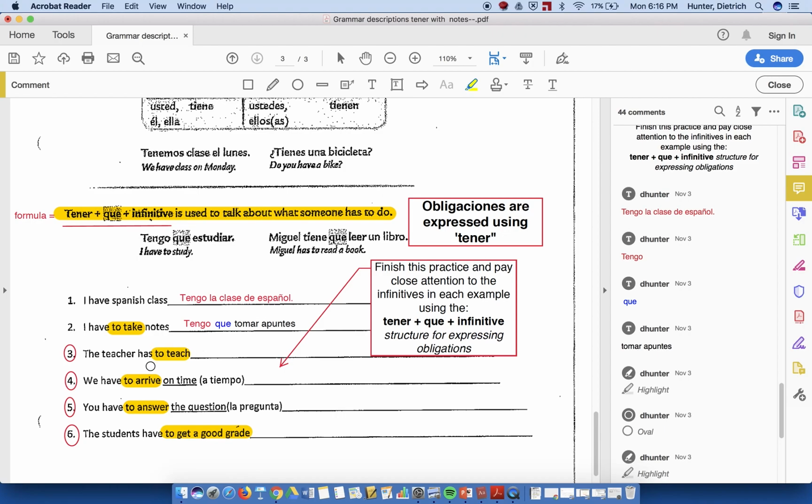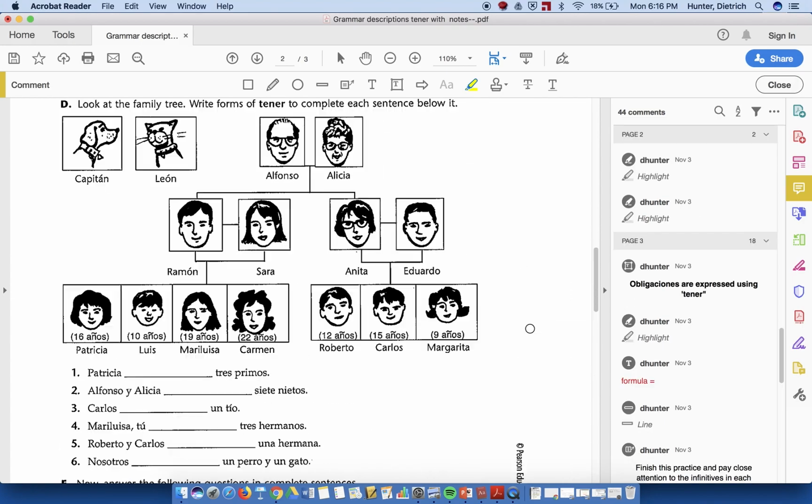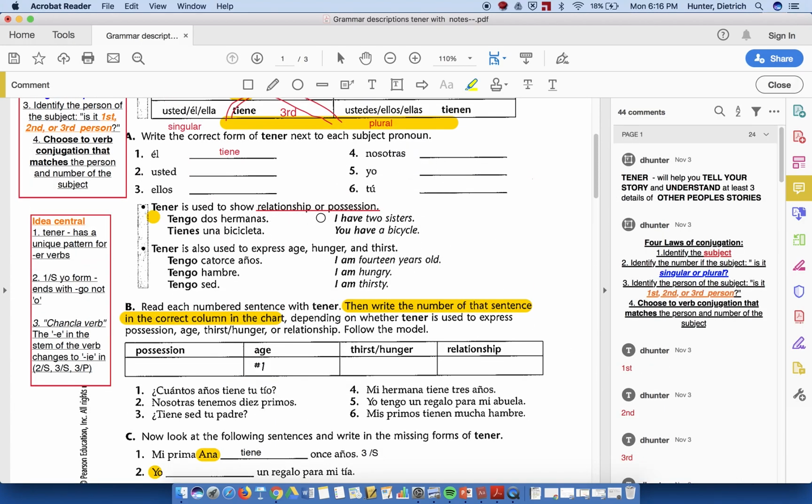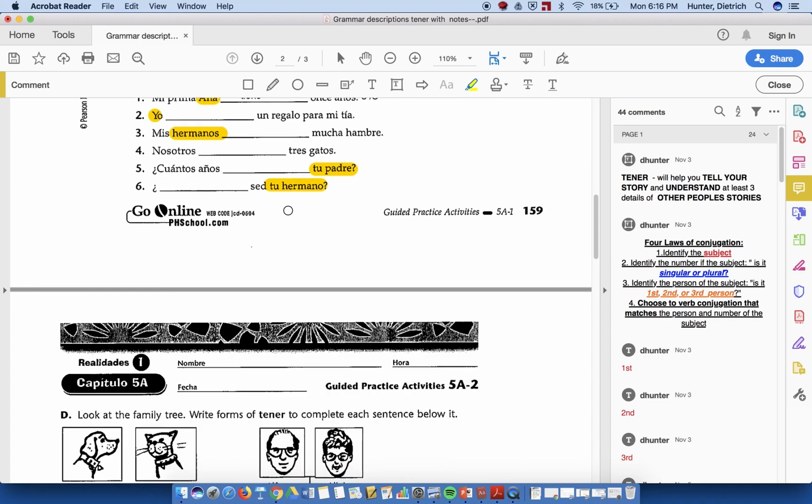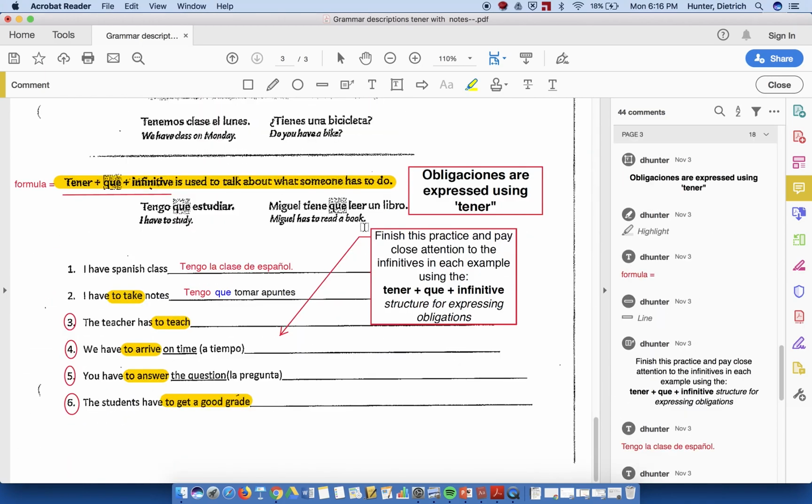As you go forward, you can see I've highlighted all of the examples below. Finish the practice and pay close attention to the infinitives in each example. Might need a dictionary. I'll be pretty lenient as far as which infinitives you use. There are a couple ways to say each of those, and we'll give you some more leadership on those in class. But these 2 aspects, again, scrolling up, possession and obligation are the 2 aspects we'll cover this week.